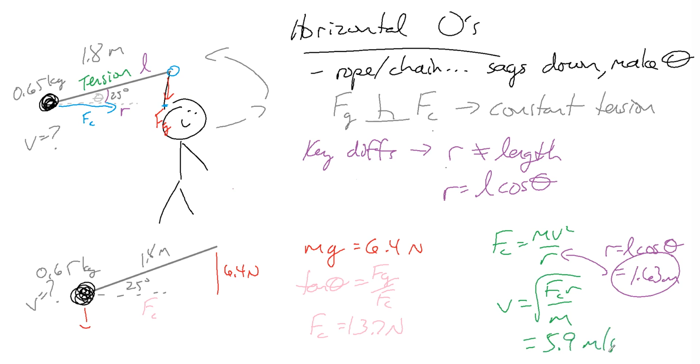Okay, so that's basically it. Again, it's nothing really new, just a slightly different application, a slightly different setup. Get the angle incorporated, which ties the two forces together, as well as the length and the radius of the path together. And that's pretty much it. It's the same ideas as what we've had before.